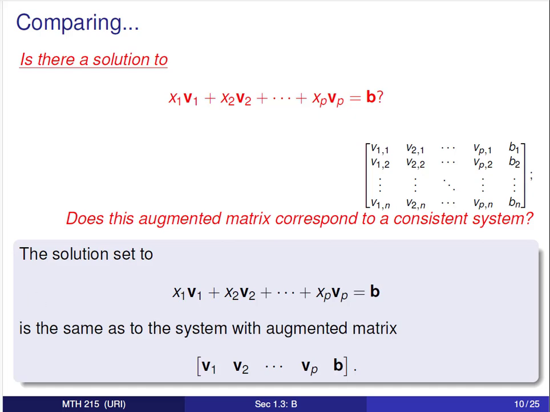All right, so here's a key fact. The solution set to that vector equation is the same as the solution set to the system having the augmented matrix formed by the columns coming from those vectors and the last column coming from the right-hand side there. The solutions to both of these are the same. And if there is no solution to one, then there's no solution to the other as well.